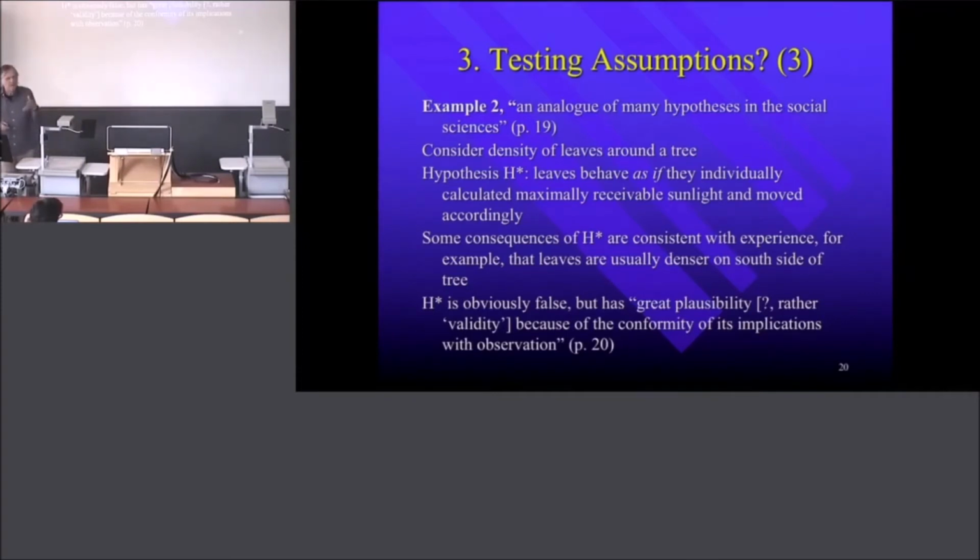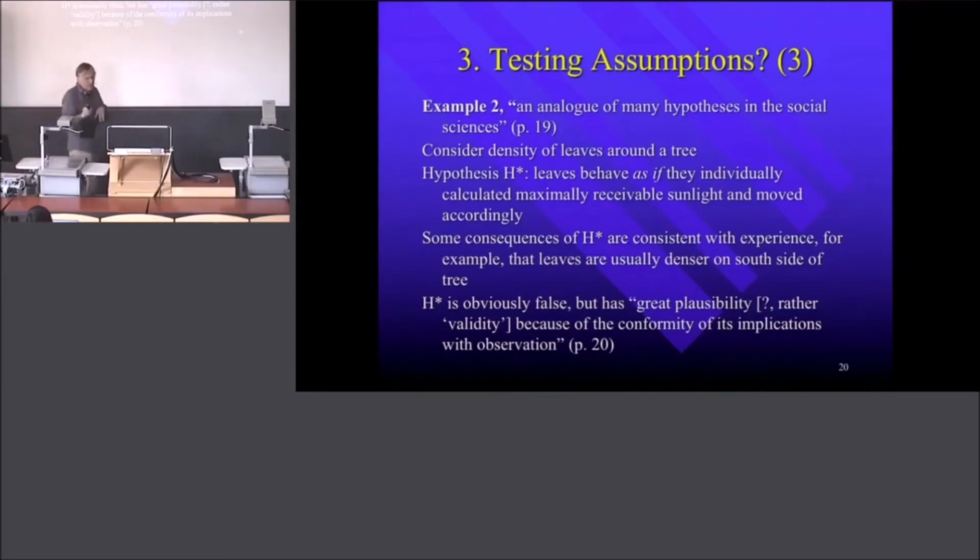And I don't know whether plausibility is the right word. I would rather prefer the word validity. That's possibly a better word, but I don't want to quarrel with him about the word. He says great plausibility because of the conformity of its implications with observation. So he's saying that's a sort of argument here. He says, use this H star, this crazy hypothesis about leaf distribution. Why? The argument is because of the conformity of its implications, not the hypothesis itself, but the implications.